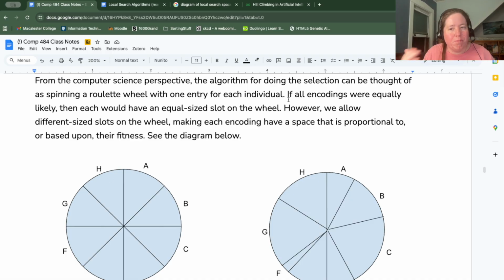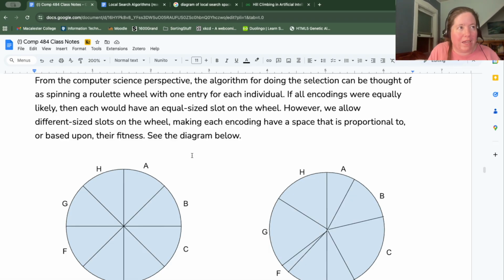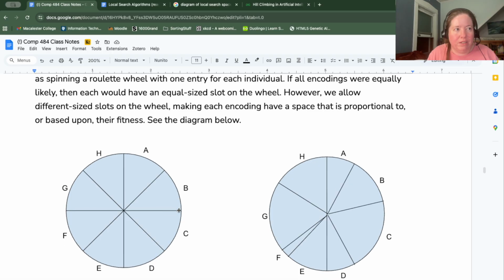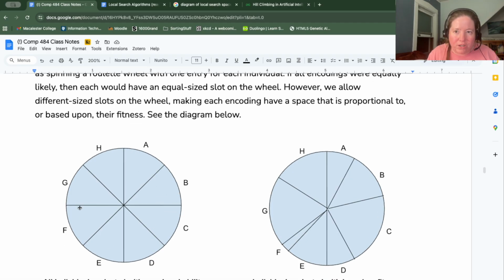So what we do is imagine that we've got a roulette wheel that has one wedge of the wheel assigned to each individual in our population. One of the rules we follow with genetic algorithms is that even the worst individual gets a slice of the roulette wheel. You can violate that rule. It's just a general rule of thumb, but it's often the case that we do that. If all of our individuals were equally good quality, at the same level, we'd get a roulette wheel that looks like the picture over here on the left. Each one gets an equal wedge of the pie. But they don't. They have different fitness values.